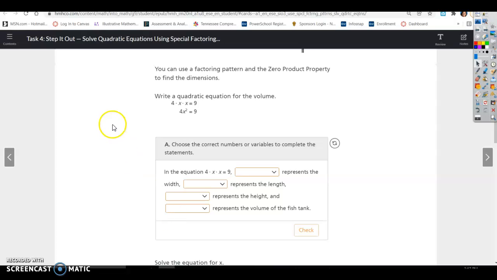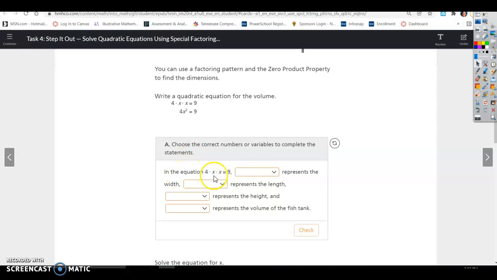object there. All right, so write a quadratic equation. 4 times x times x equals 9. So 4x squared. Same base, you add exponents. When there's no exponent, you assume it to be a 1. So 4x squared equals 9, and then we can subtract 9 and set it equal to 0. That's how we would use the zero product property.